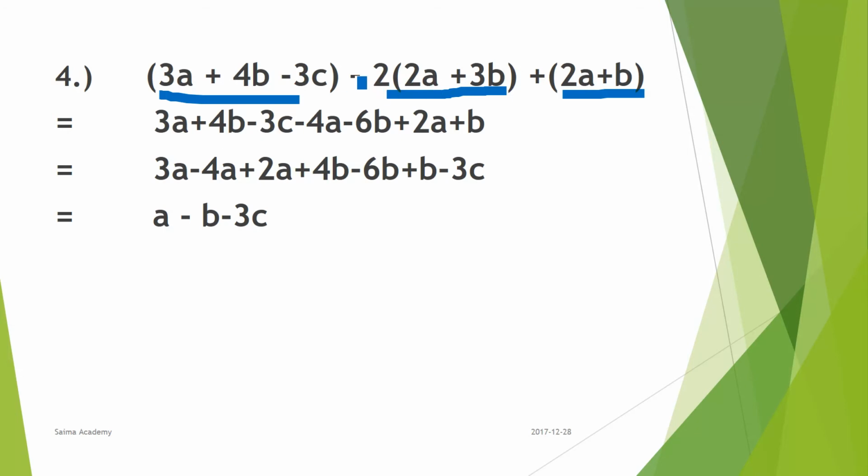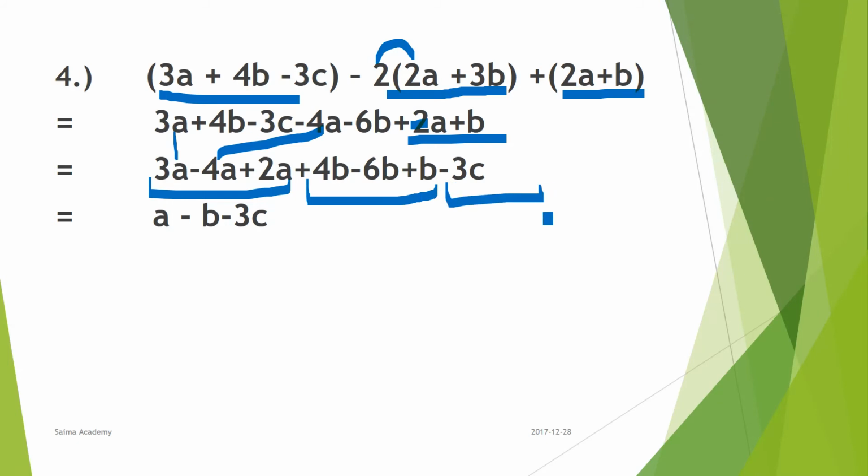Here we have to multiply with minus 2. So it will be 2 times 2 is 4, minus 4a, and then 2 times 3 is 6, minus 6b. And there it is 2a plus b. Write down as it is, 2a plus 2b. And then we will arrange it. 3a, this is a, and this is plus 2a. So these are together. 4b minus 6b plus b, these are together, and this is here.